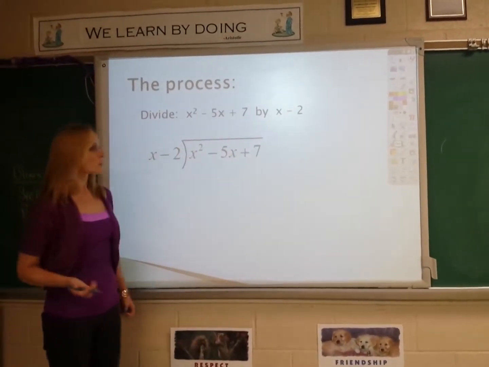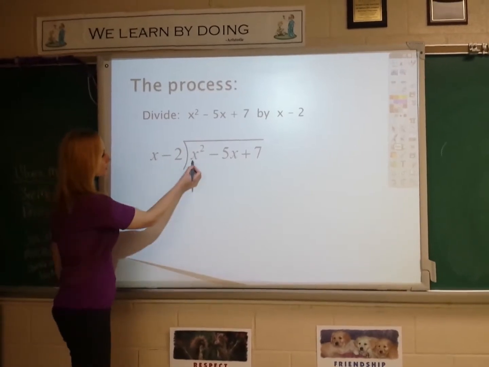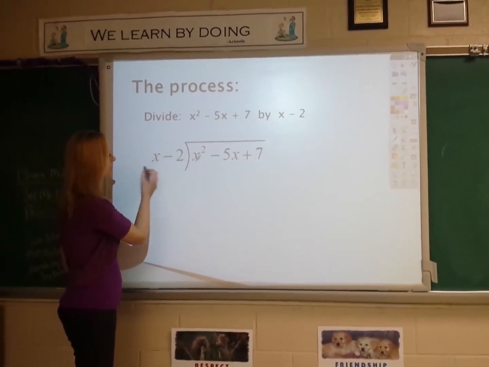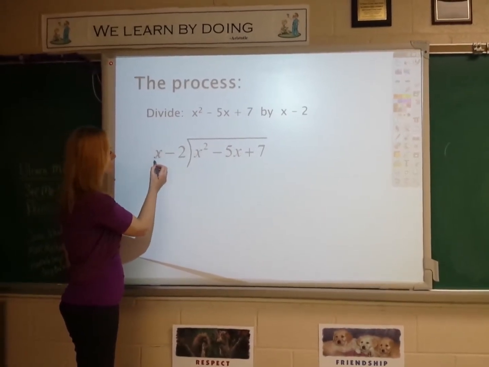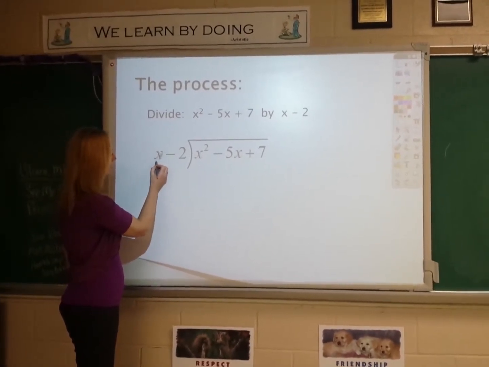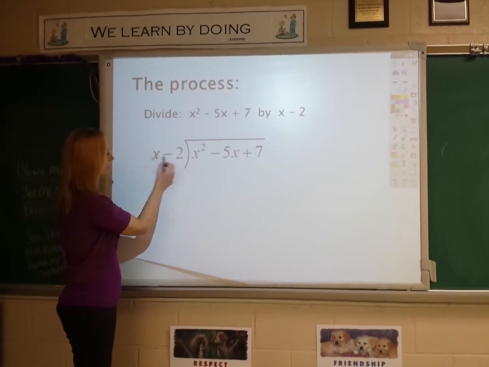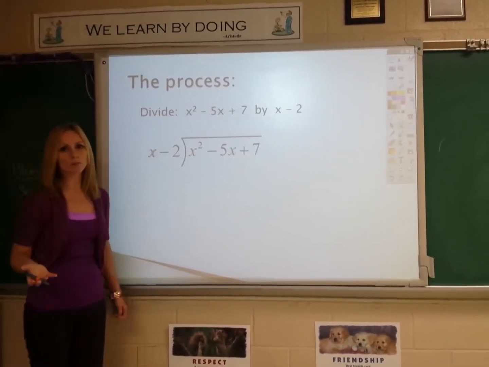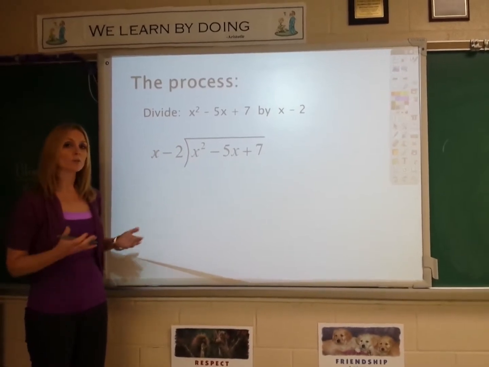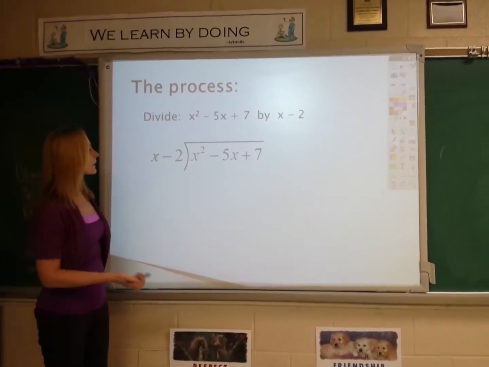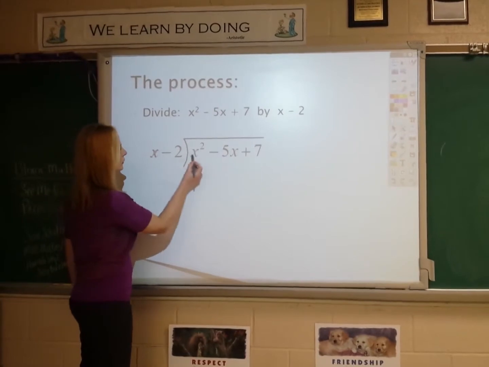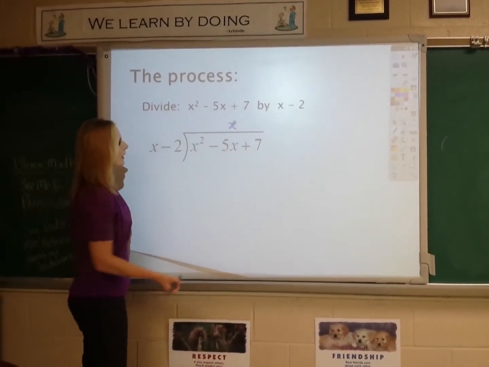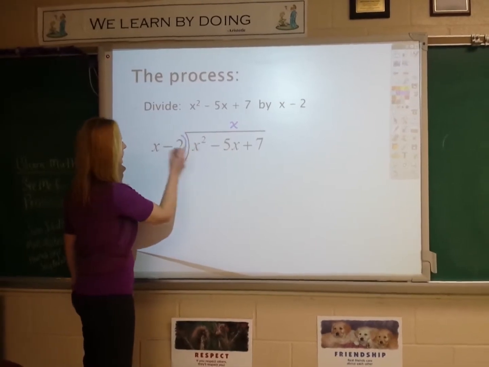Alright, so basically what you want to do is look at your first term in your dividend and say, how many times does the x in the divisor go into x squared? So basically, how many more x's do I need to make x squared? And hopefully you all know that I need one more x to make an x squared. So you're going to put that up here over your second term, and then you actually are going to do this multiplication.